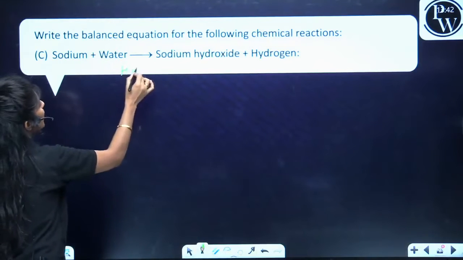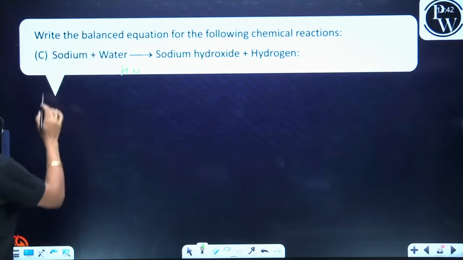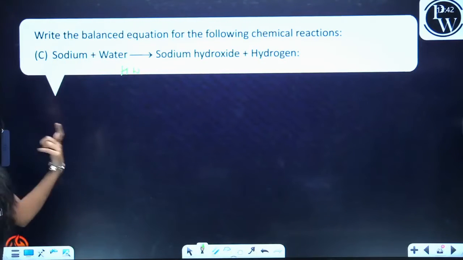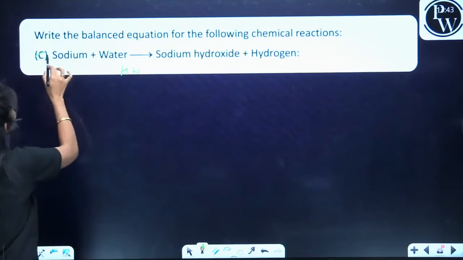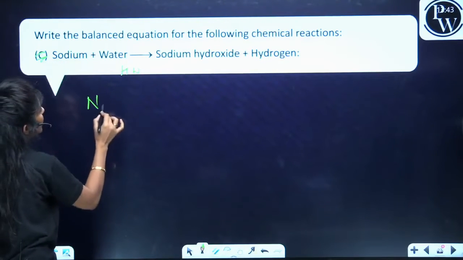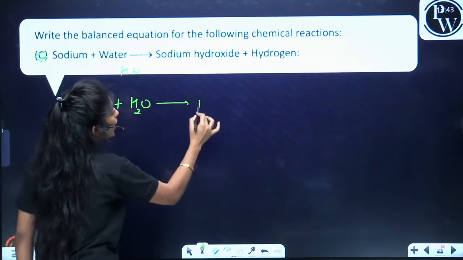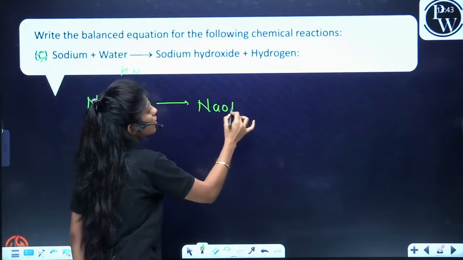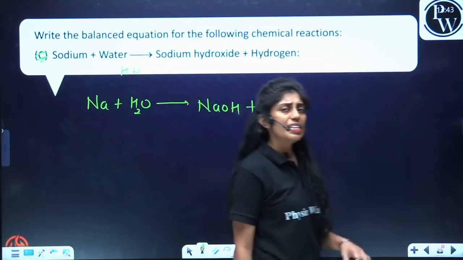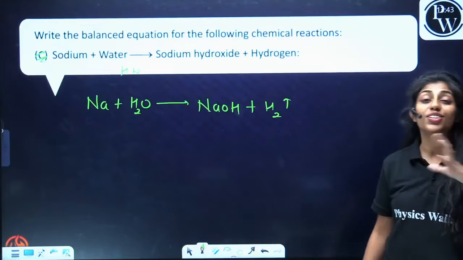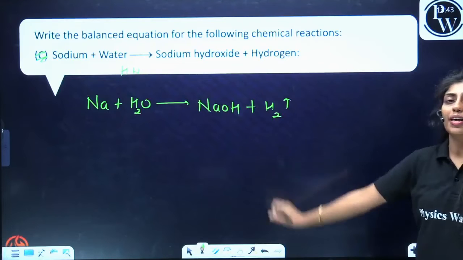You have to write the balanced equation for the following chemical reaction. The very first is sodium reacts with water. It gives you sodium hydroxide and hydrogen. So what is sodium? That is Na. It reacts with water, gives you NaOH, and hydrogen gas is liberated. The similar reaction, potassium and water, we have already covered, so in a similar way you can attempt this question.